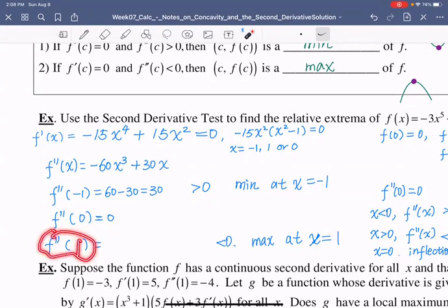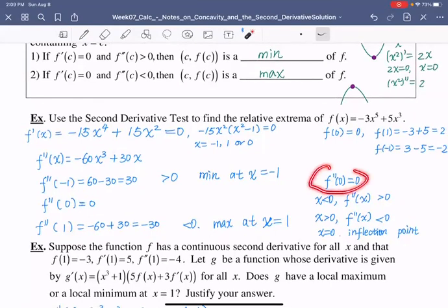F double prime of 1 equals -60 plus 30. So -30, right? Yeah. Okay. This is less than 0, so it's concaving down. That is the maximum point. Does that make sense? Yes. Okay.